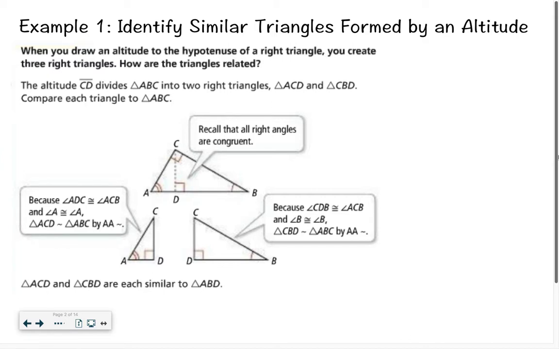by an altitude. Remember, altitude's a vocab word from a few chapters ago, and an altitude is the perpendicular height within a triangle. So if you draw an altitude to the hypotenuse of the right triangle, you can create three right triangles. So the altitude in this drawing would be CD.